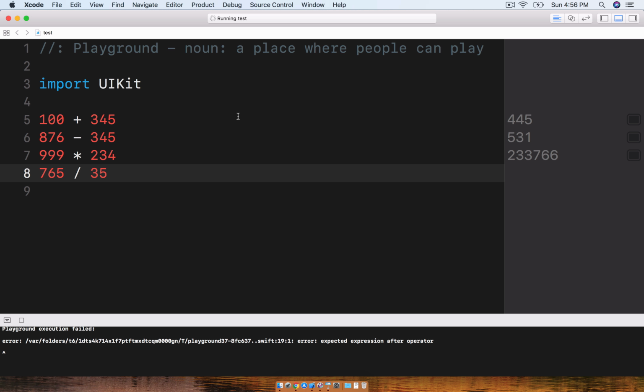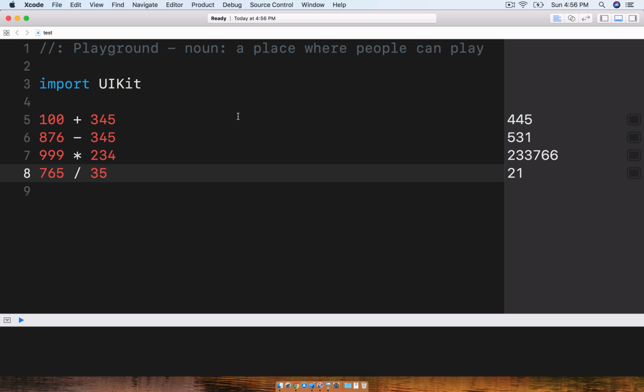So these are how arithmetic is done in the Swift language. We got the add symbol, the minus symbol, the star for multiplication, and the slash for division.